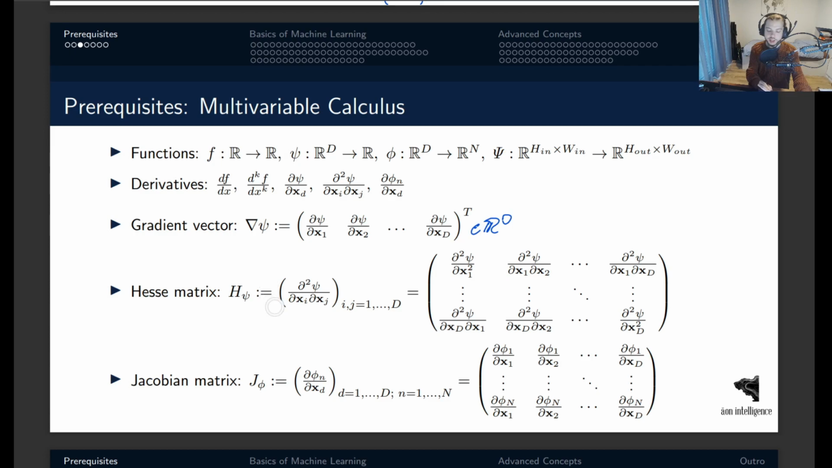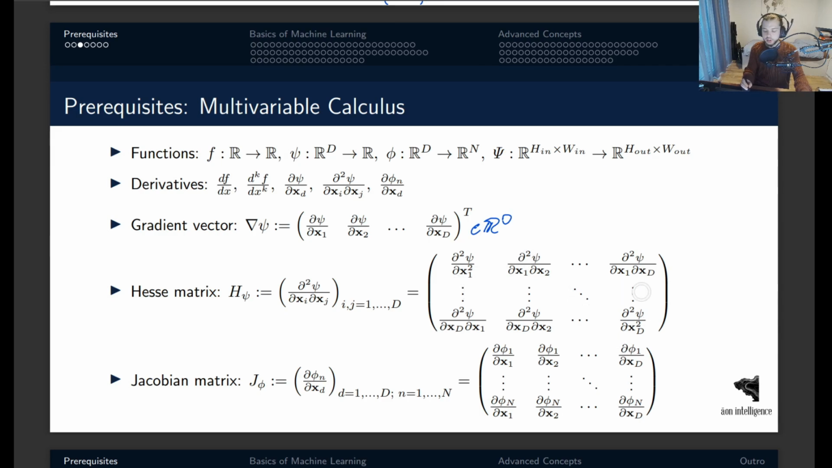And the Hesse matrix is the collection of second-order partial derivatives of that function psi. And we collect these second-order partial derivatives as follows. So for the first row of the Hesse matrix, we have all those second-order partial derivatives where we first take the first-order partial derivative with respect to the first entry of our input vector. So we have the second-order partial derivative of psi with respect to x1, and then any of the other entries, right? So here's x1 twice, here's x1, x2, and so on until we have x1 and then finally xd.